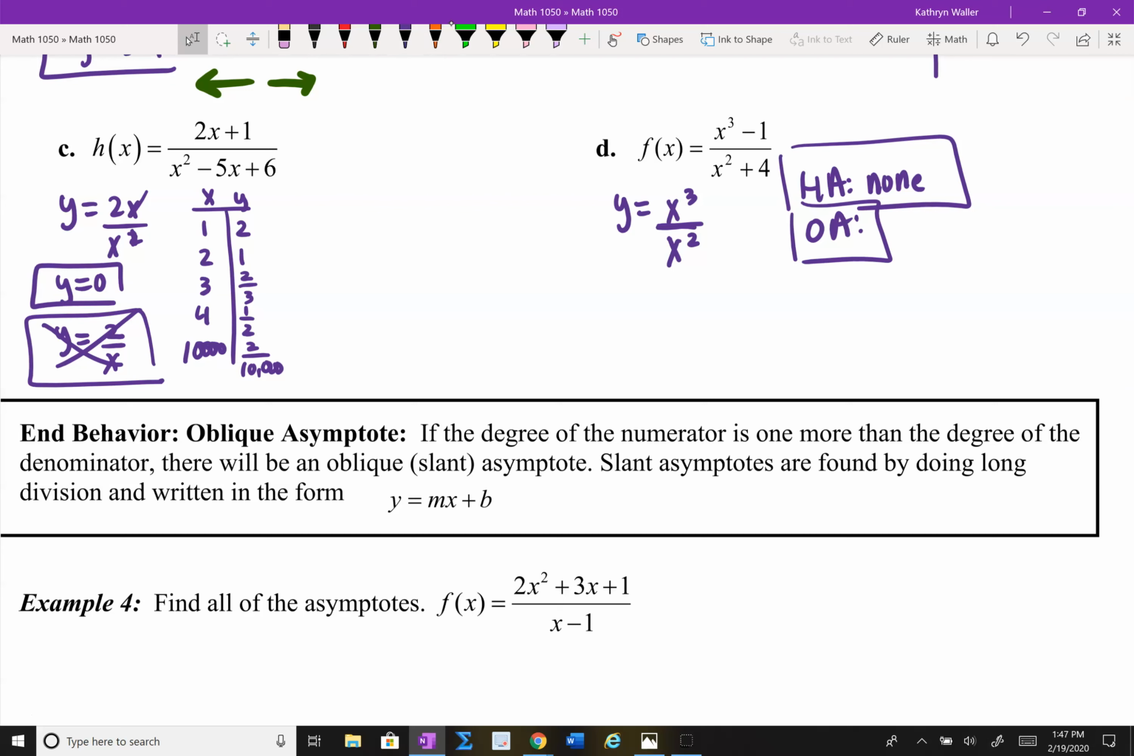A graph can have two horizontal asymptotes. Don't shout that out and listen. A graph can have two horizontal asymptotes. Guys, the purpose of a horizontal asymptote is where your graph goes when x is big and when x is small. So if you have two of them, stacked on top of each other, is that a thing? Can you go two places?